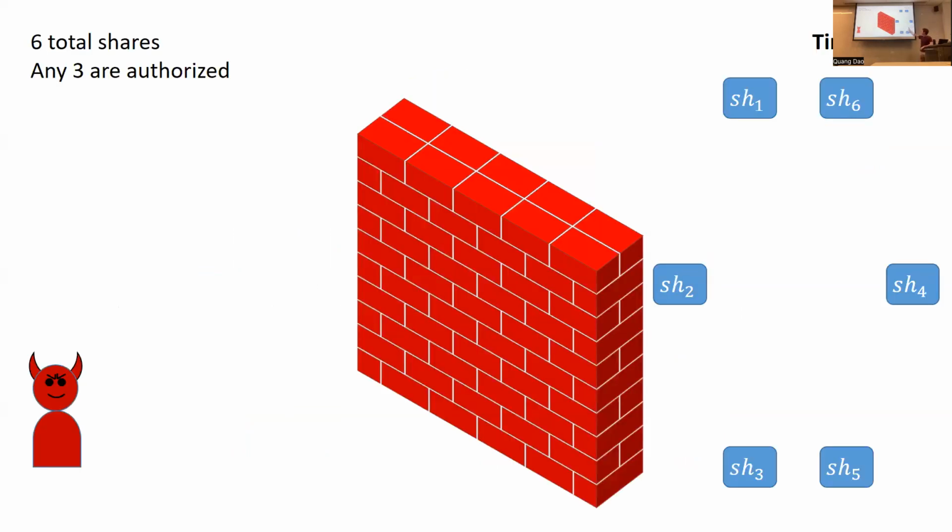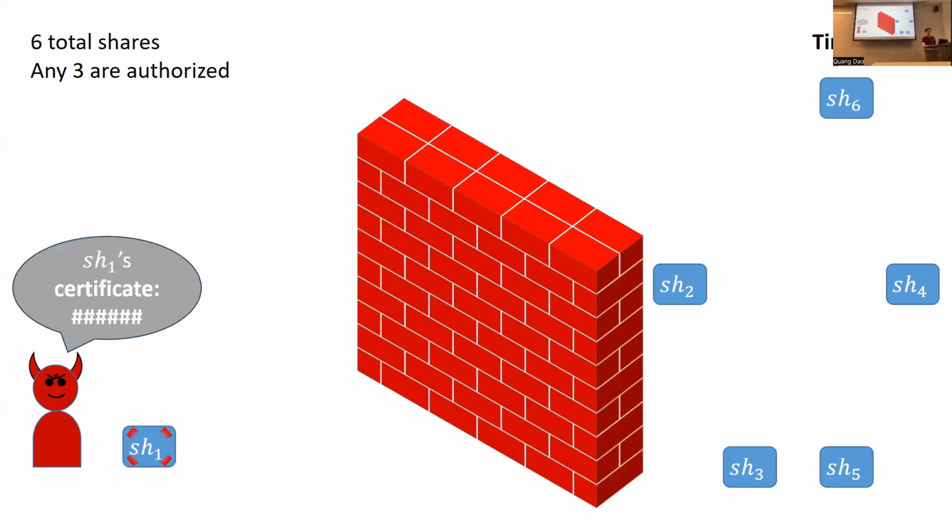So we're going to start off with 6 shares and any 3 are authorized. Right now, the adversary on that side does not have access to any of them. One at a time, the adversary gets to do 2 different things. It can corrupt a share. So here it says, I want to corrupt share 1, it gets share 1. Or it can delete a share by giving out its certificate. If the certificate is invalid, then the experiment immediately aborts.